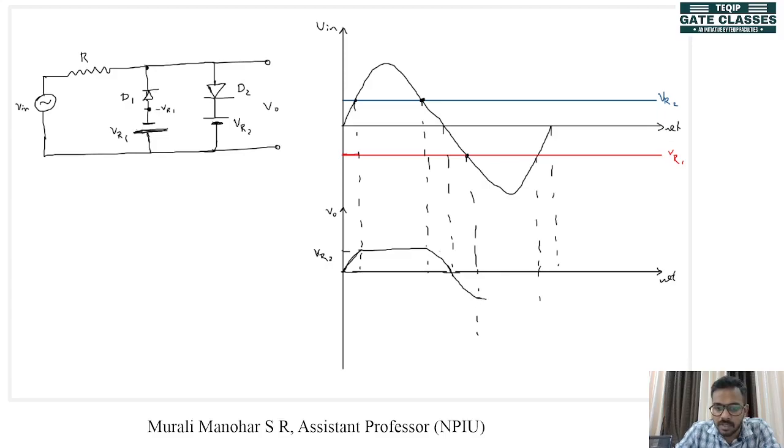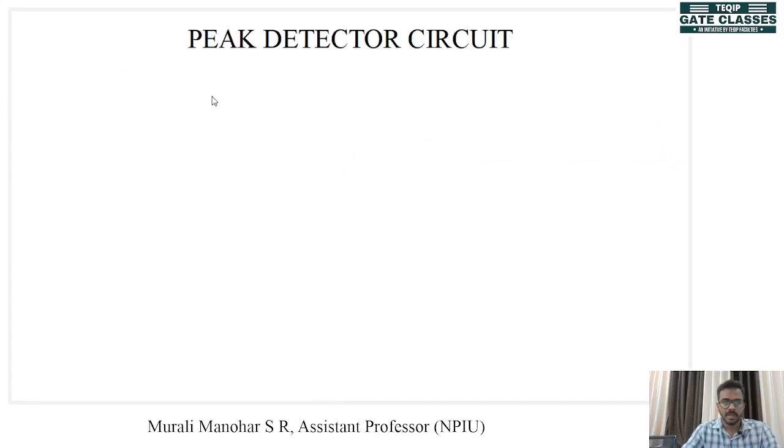Until this point, this is clamped to minus VR1, and when the input voltage falls below minus VR1, that is when we are talking in magnitude terms, again we will get the output as same as the input. So this will be the output of this particular case. Okay, so this is VR2 and this is VR1. Our next circuit is called a peak detector circuit.